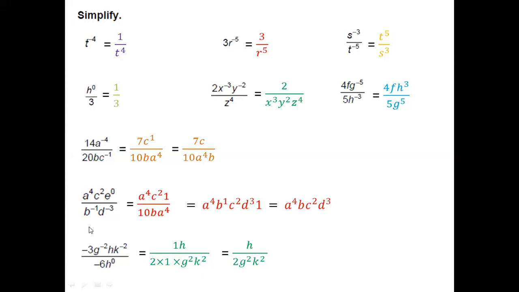Moving to the next question, we have a to the power of 4, c to the power of 2, e to the power of 0. Now, as soon as you see a 0, you need to know that there is always 1 because it equals 1. b to the power of negative 1 and d to the power of negative 3. So what's going to go up and what's going to come down? Nothing to come down because up, the numbers are all positive. Only b will go up.